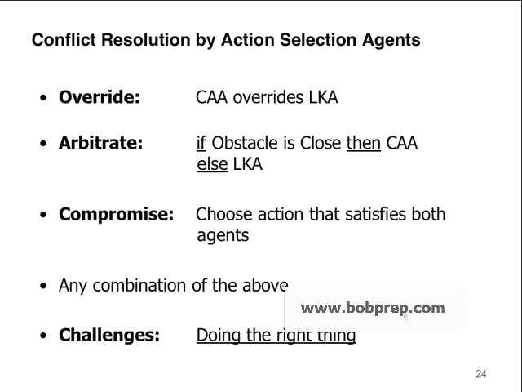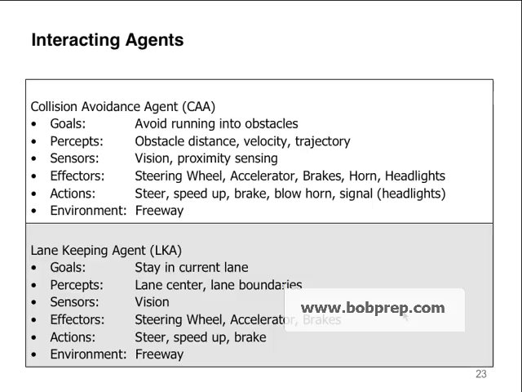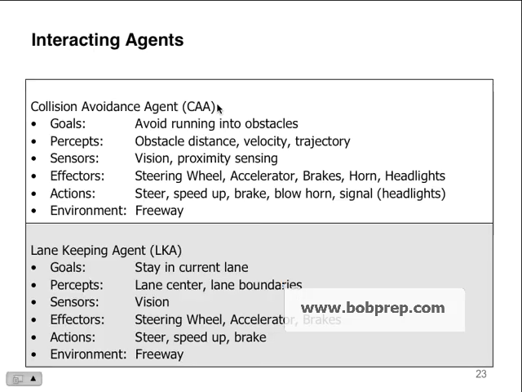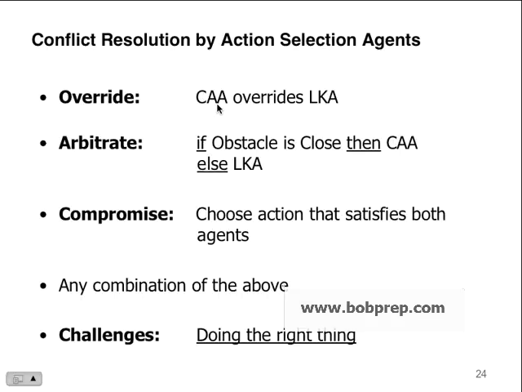So then you have to worry about another component called conflict resolution by agent selection and agents. And you have to define the agents, because this is giving us our individual agents. So after we define the agents, another good thing to do would be to create the controller of the agents, or the thinking mind. So we have an override. So the collision avoidance, what's it say? The collision avoidance agent and the lane keeping agent.